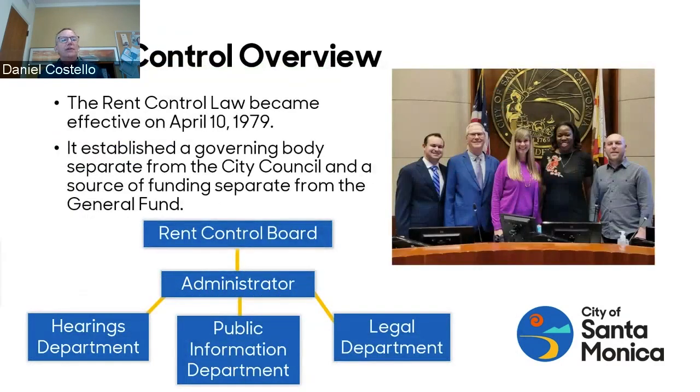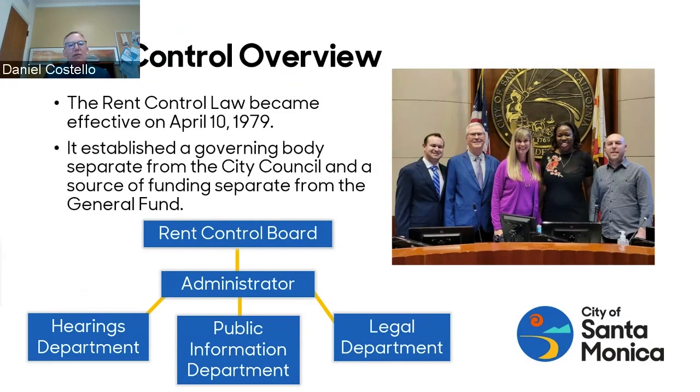So we're going to begin with a little overview of what rent control is. Rent control became a law on April 10th of 1979, so we are about to celebrate 44 years in the community. By now, we would hope that most landlords understand the basic processes around rent control, and we hope that tenants will keep up with that as well. Of course, tenants and landlords are turning over from time to time, and so having a refresher is really useful, we think.